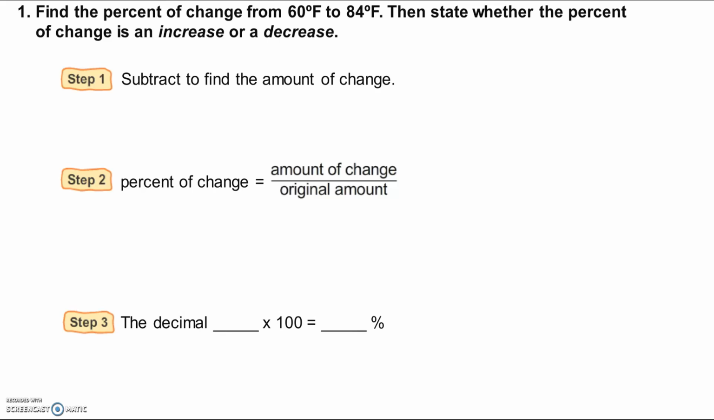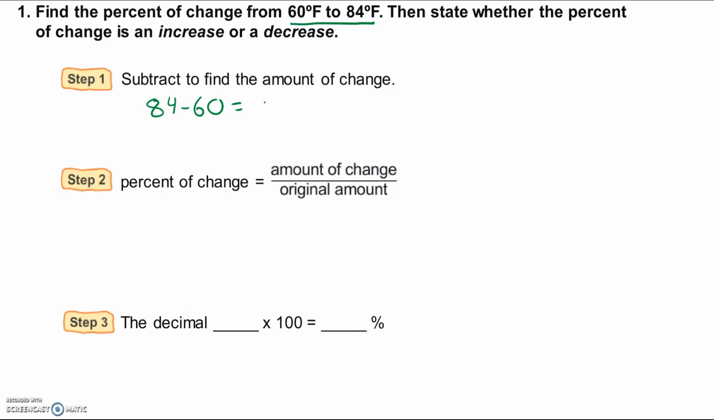Okie dokie, so we'll go through this problem together. Find the percent change from 60 degrees Fahrenheit to 84 degrees Fahrenheit. Then state whether the percent change is an increase or a decrease. First thing we need to do is subtract to find the amount of change. Before we can figure out the percent, we need to know how much it changed by. If we went from 60 degrees up to 84 degrees, we subtract 84 minus 60 to see how much we changed by.